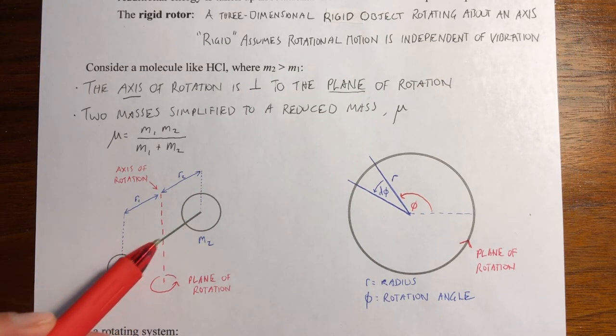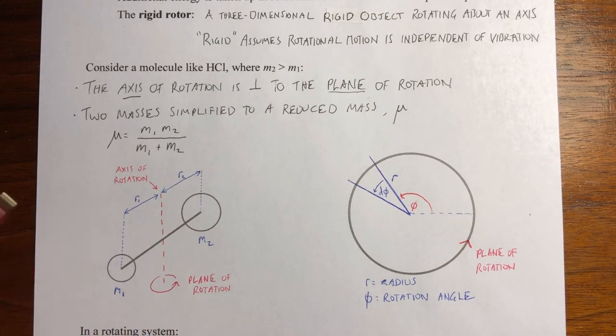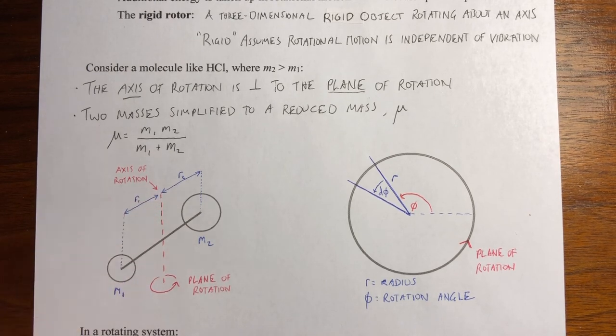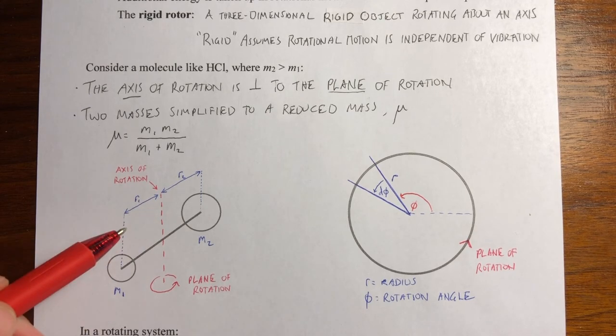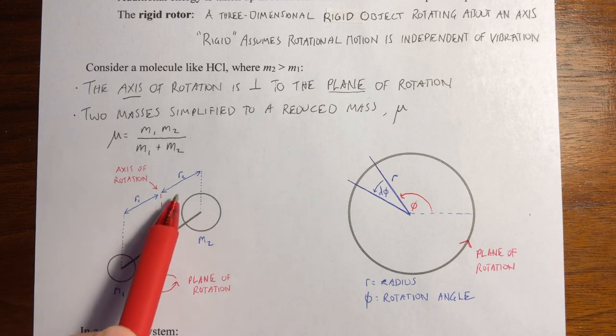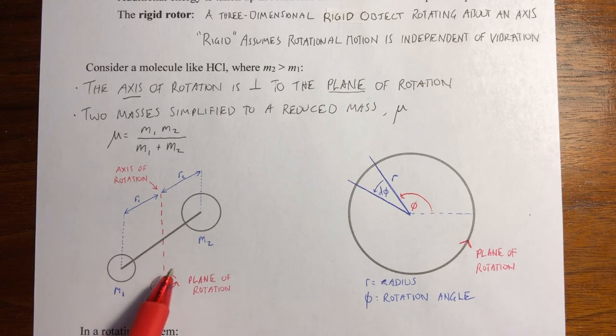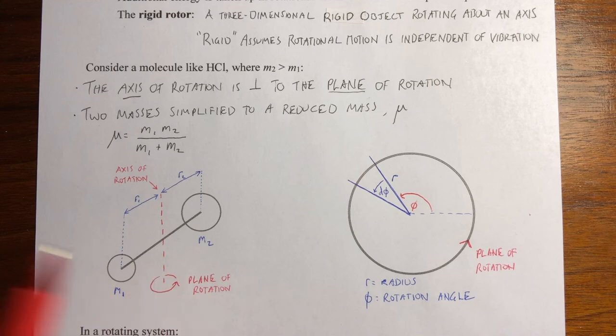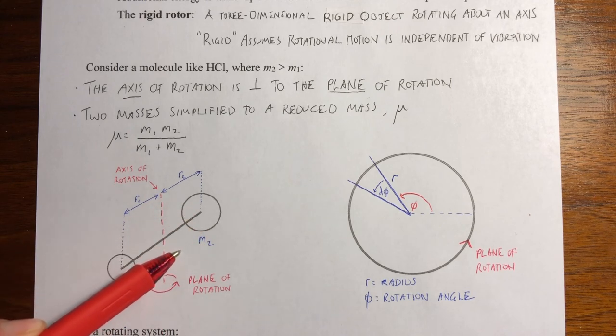They're connected by a covalent bond, and we have an axis of rotation that would ideally have been drawn through the center of mass, but I made it kind of towards the center here. This is our axis of rotation, and it is a certain radius away from mass 2 and a certain radius away from mass 1. The whole molecule is rotating about a plane of rotation, and this plane of rotation is perpendicular to the axis of rotation.